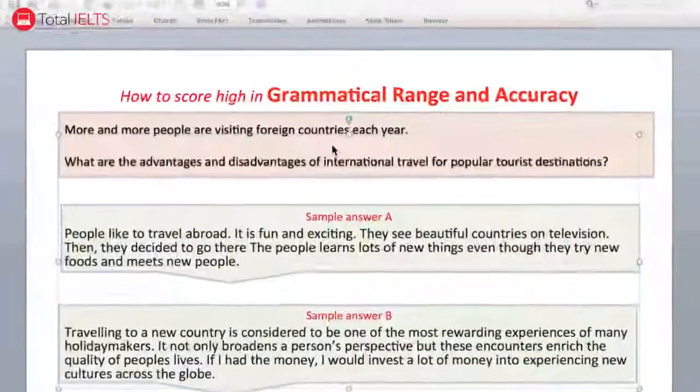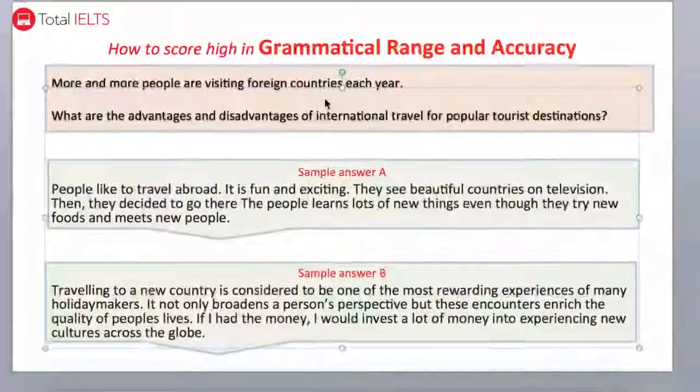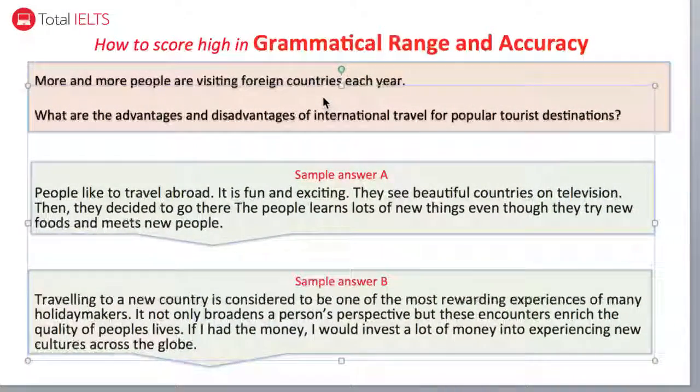I think I have a sample answer. Yes, I have 2 sample answers. 1 second. Aha. 2 sample answers, and we're going to have a look at the difference in terms of the mark that they get for grammatical range and accuracy.